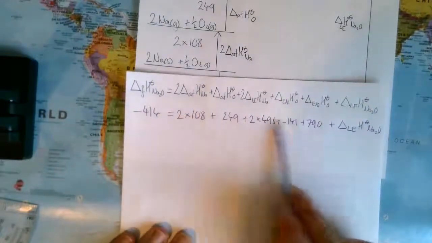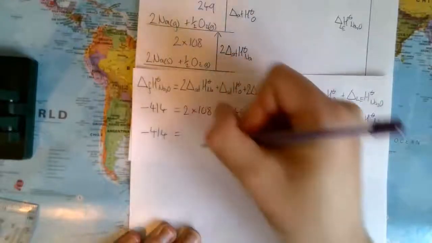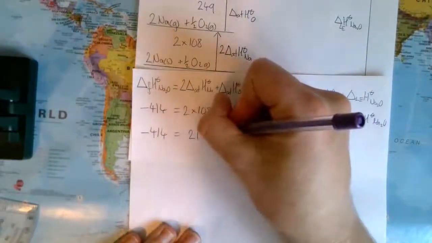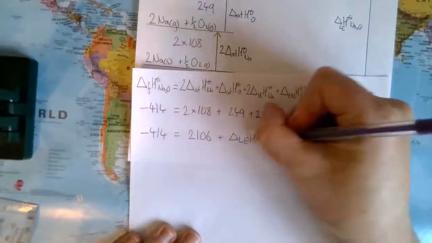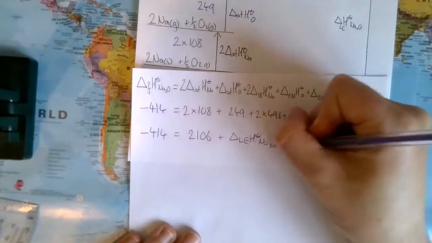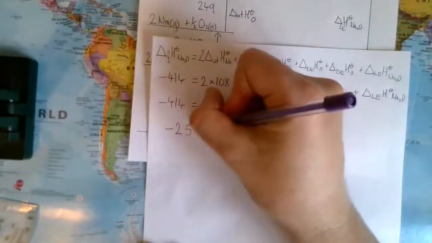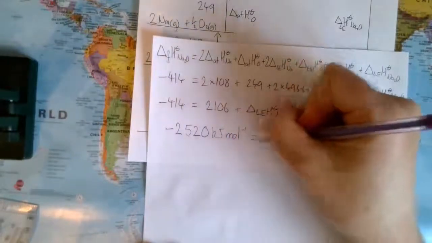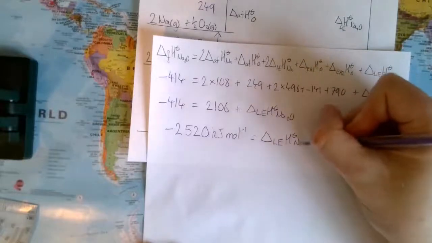So I would simply do this sum here and come up with negative 414 equals 2106 plus the lattice enthalpy, and I want to get everything numerical on the left hand side, so I'm going to subtract that away. Negative 2520 kilojoules per mole equals the lattice enthalpy for sodium oxide.